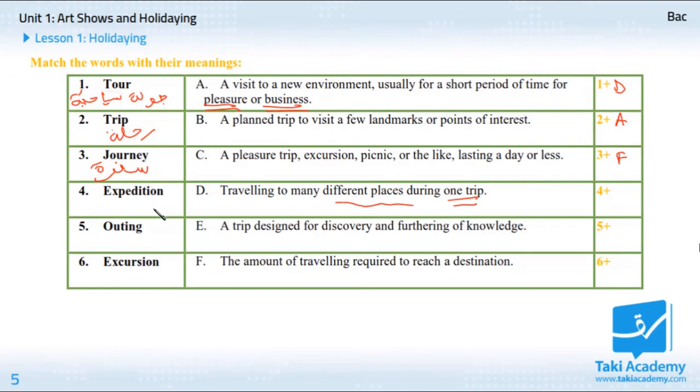Now, expedition. What is an expedition? So let's cross out the definitions that we have matched. So we have D, we have A, and we have F. So we are left with B, C, and E. So what is an expedition? An expedition is a trip designed for discovery and furthering of knowledge. Okay, so you go on an expedition to discover, to explore, to deepen your knowledge, to broaden your knowledge. Okay, so this is E. So we can say this in Arabic, رحلة استكشافية.